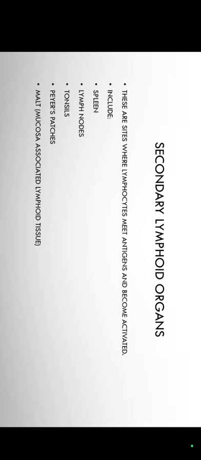Next, secondary lymphoid organs. These are sites where lymphocytes meet antigens and become activated, which include the spleen, lymph nodes, tonsils, Peyer's patches, and MALT. Next, the spleen. The spleen is the largest lymphoid organ and is located in the upper left abdomen. Functions of the spleen include filtering blood, removing old RBCs, producing lymphocytes, and storing immune cells.